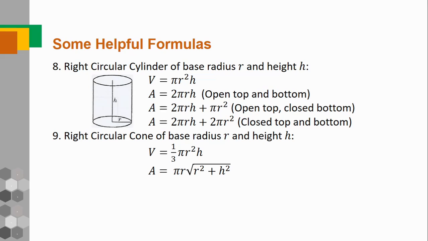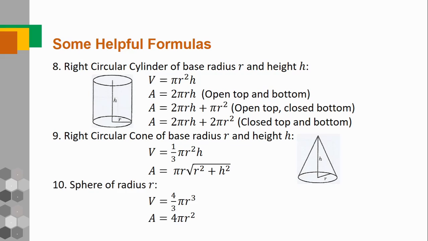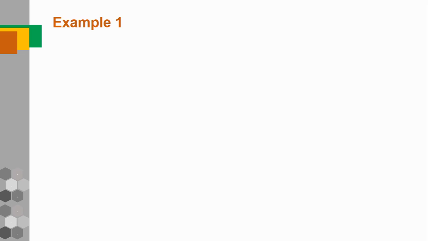Right circular cone of base radius r and height h. The volume equals 1/3 times pi r squared h, and the area of the sides equals pi r times the square root of r squared plus h squared. And lastly, we have a sphere of radius r. The volume is equal to 4 over 3 times pi r cubed, and the area equals 4 pi r squared. So now let's have our first example.